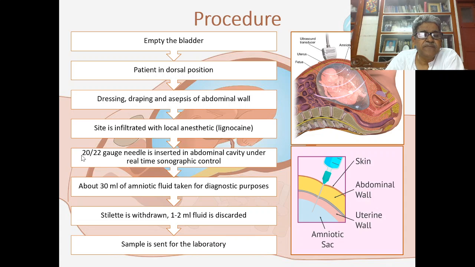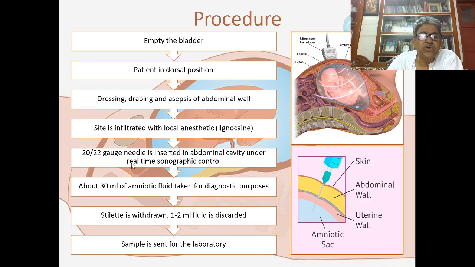What does it mean? This is exactly the diameter of the needle. Possibly you know the 20 number needle, 22 number needle, 18 number, 12 number, such different numbers of needles are used in different cases. Here the 20 to 22 gauge needle is suitable for collecting the amniotic fluid. It is inserted into the abdominal cavity under real-time sonographic control.